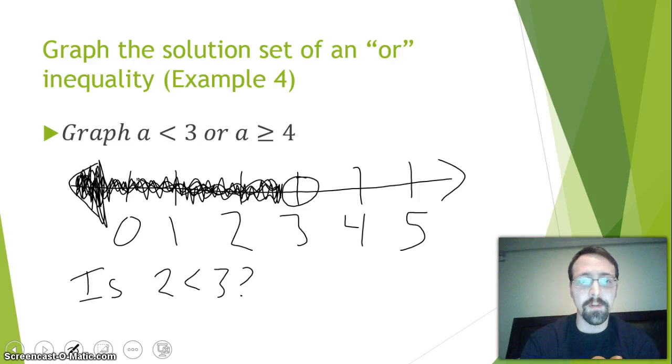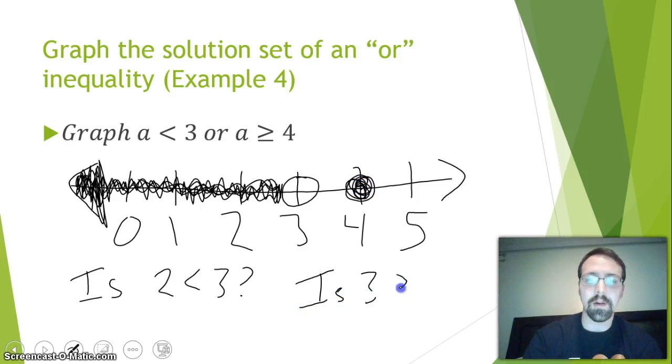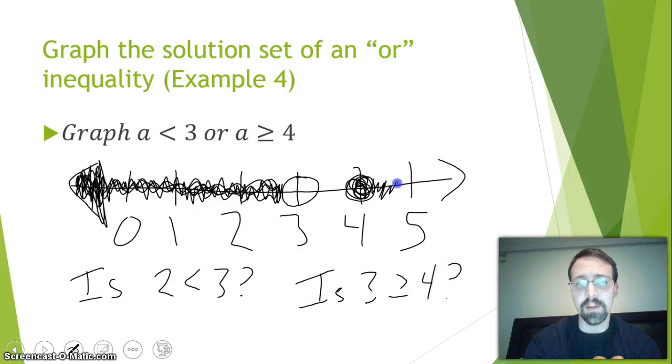Now let's go ahead and shade the 4. So I start at 4. It's filled in because of the equal to. So now I ask, is 3 greater than or equal to 4? It's not, so we're going to shade away from the 3. So we're going to shade this way.